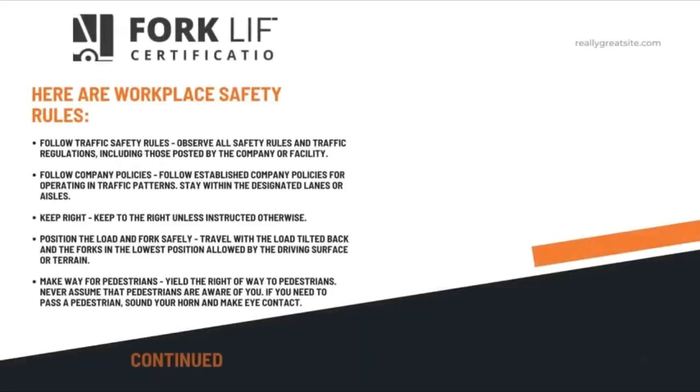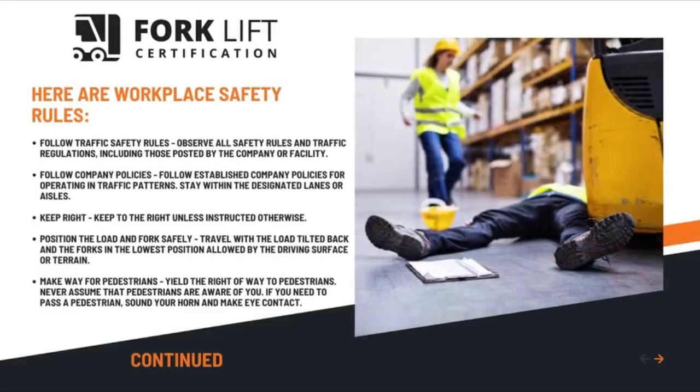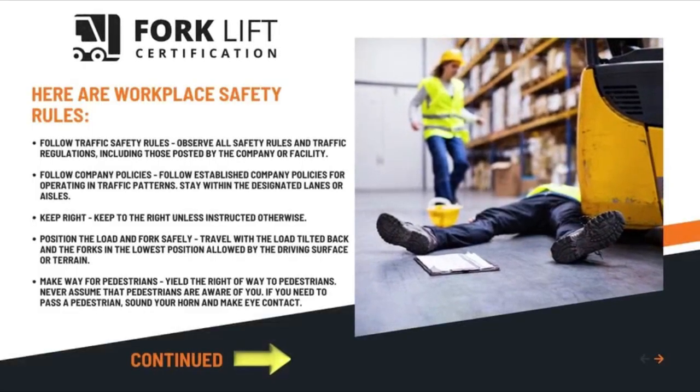Here are the workplace safety rules. Follow traffic safety rules. Observe all safety rules and traffic regulations, including those posted by the company or facility. Follow company policies. Follow established company policies for operating in traffic patterns. Stay within the designated lanes or aisles. Keep right. Keep to the right unless instructed otherwise. Position the load and fork safely. Travel with the load tilted back and the forks in the lowest position allowed by the driving surface or terrain.